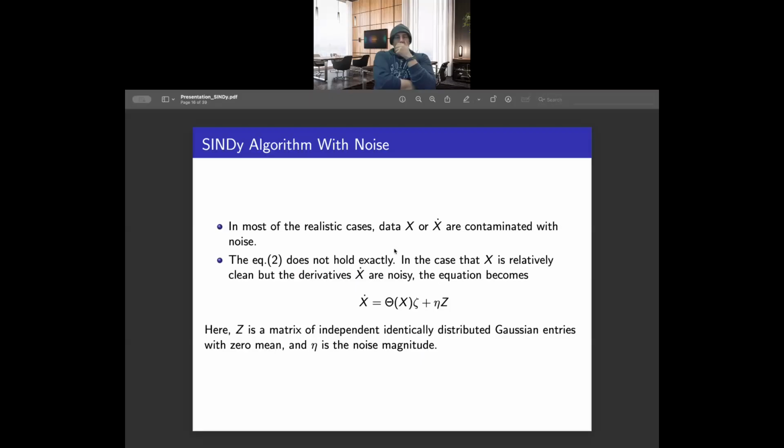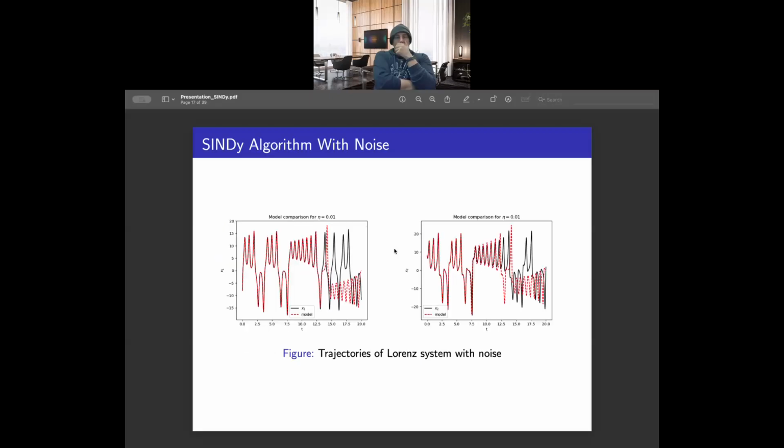So that's how we added the noise to this x data, this x dot term. And then we have to solve this new equation actually, because this is the equation with the noise. You can see that up to around time 12.5 or 13, the algorithm is able to capture the dynamics clearly. But after that, you can see that it varies from the actual dynamics.